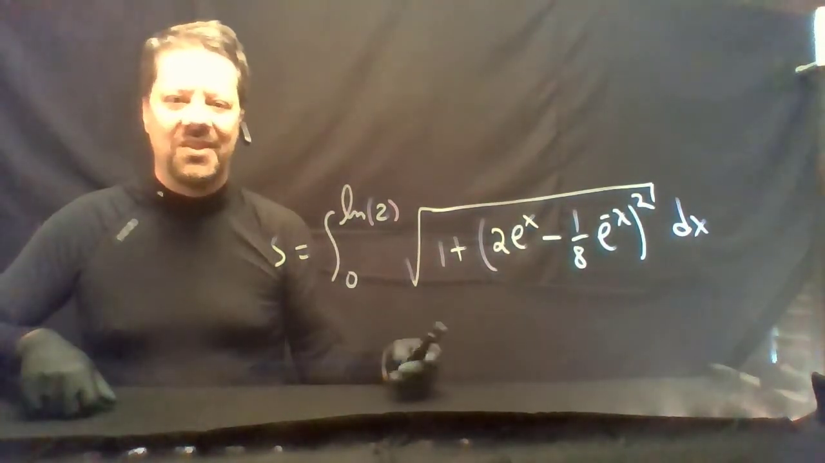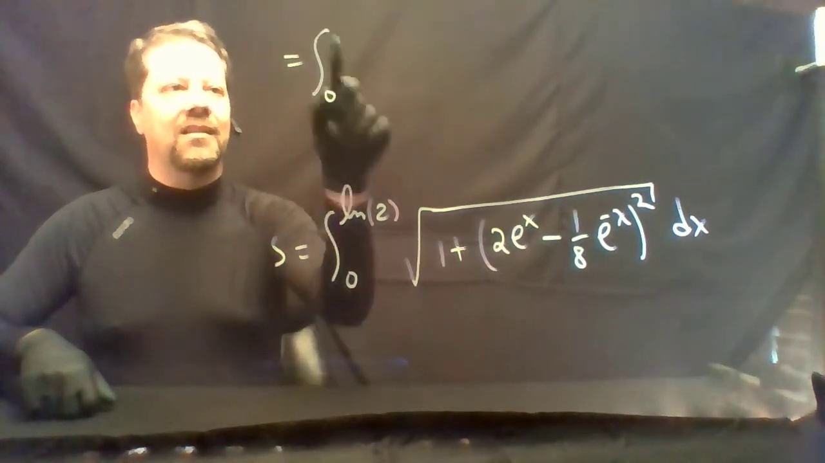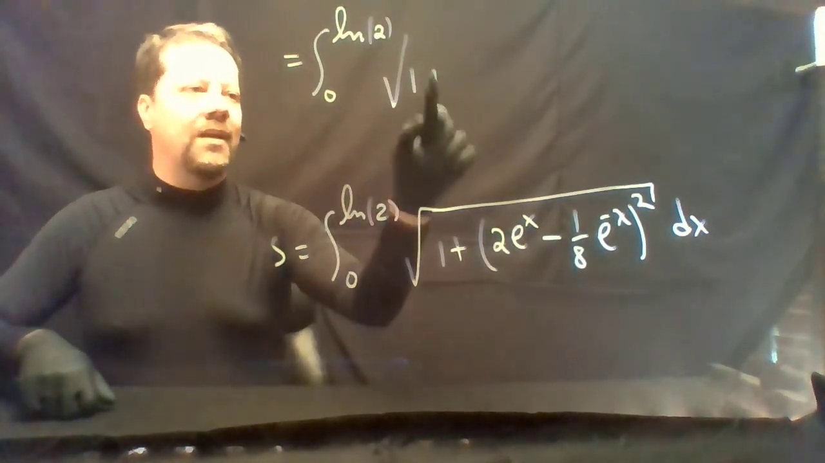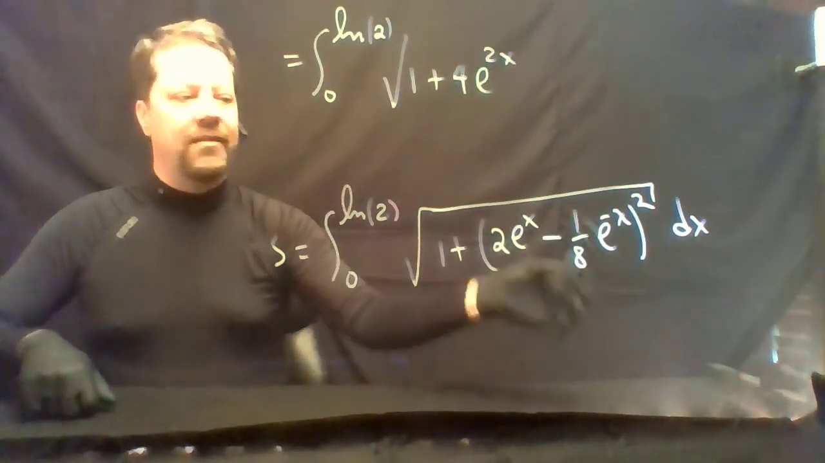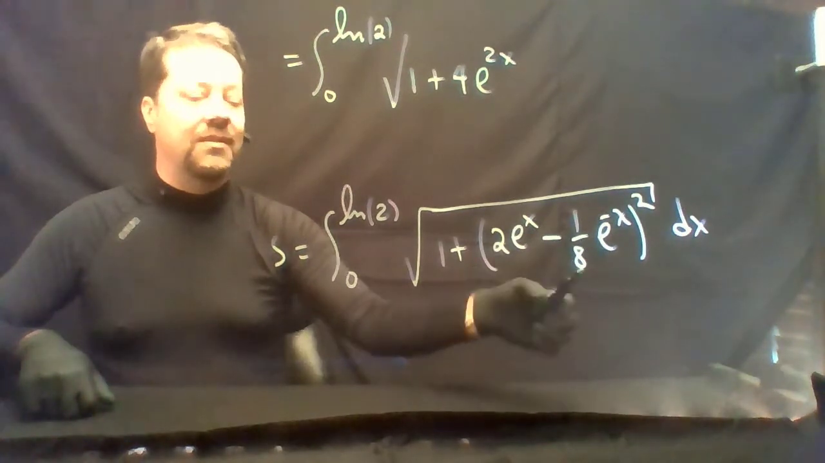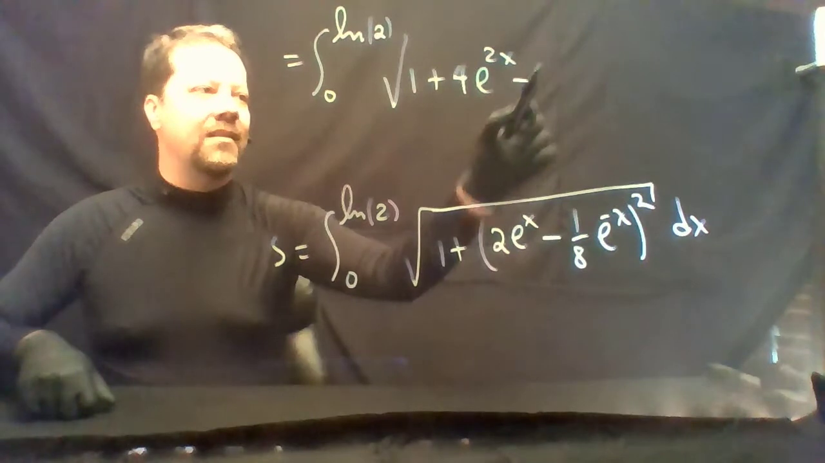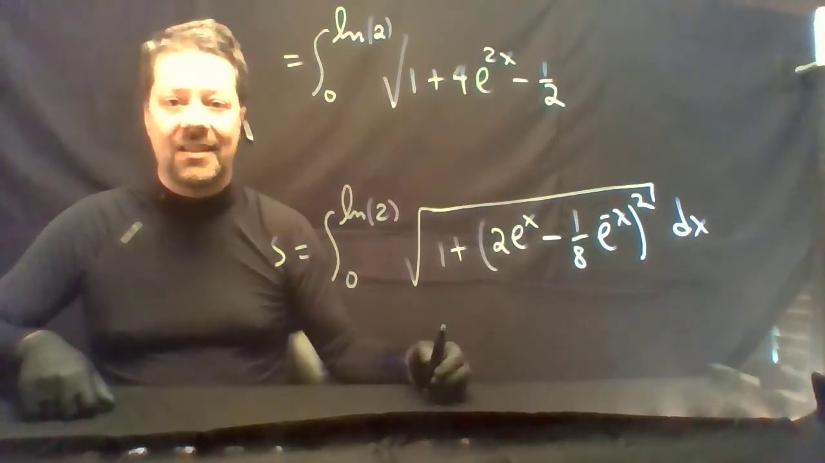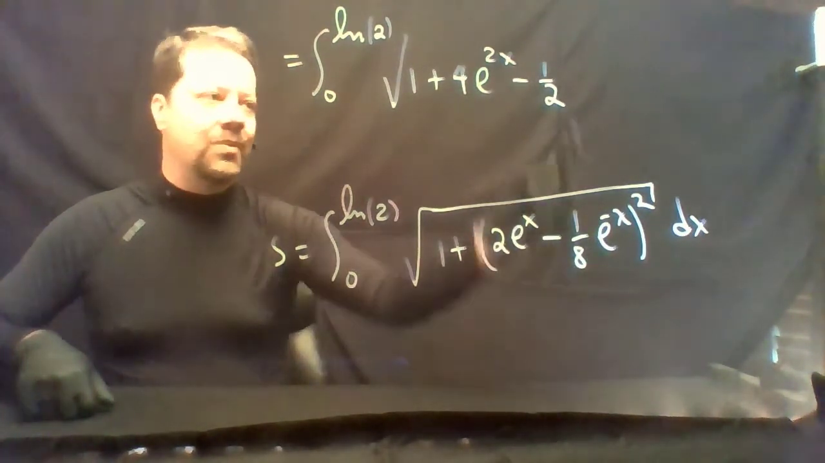To see what to do next, we need to FOIL things out. We have 1 plus 4e to the 2x. For the middle term, don't forget first times last times 2. 2 times 2 is 4/8. Gives us a half, but it's minus. e to the x times e to the negative x, you add the exponents. You get e to the 0, which is 1. And then the last term squared.